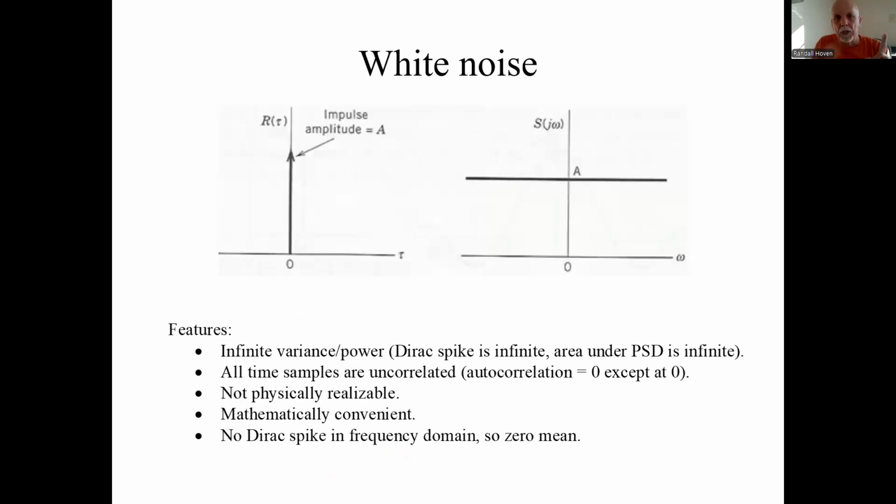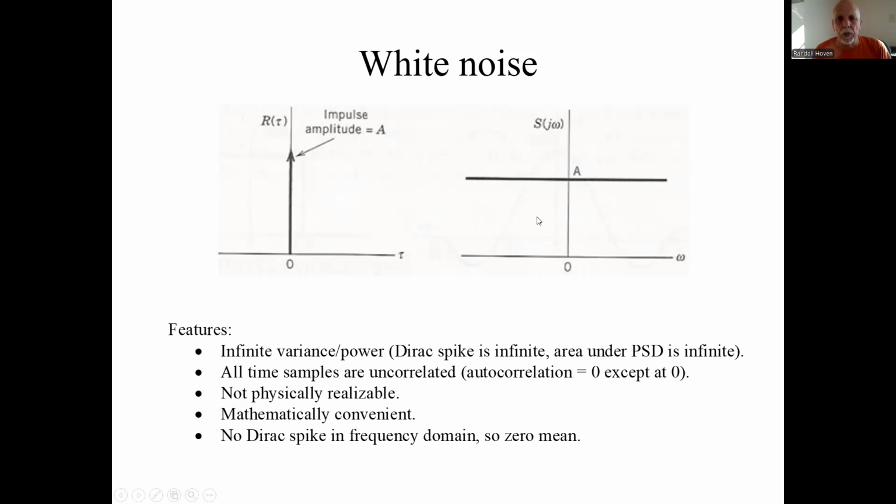Okay, the second thing I want to do in this video is introduce white noise. It's called white because its frequency spectrum is flat over all frequencies, plus and minus infinity. Its autocorrelation function is a Dirac delta function.